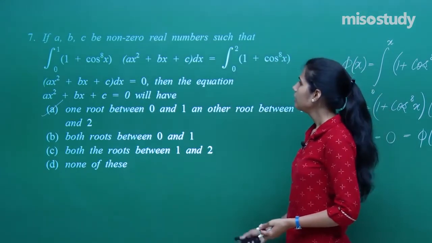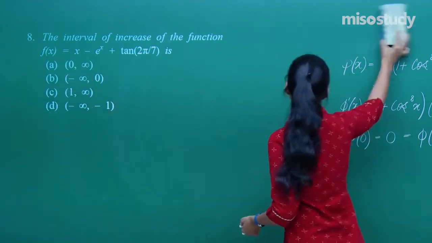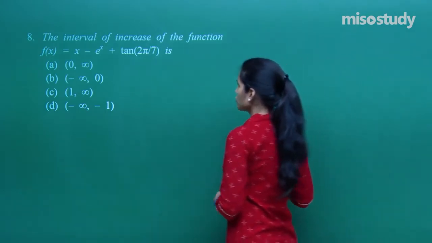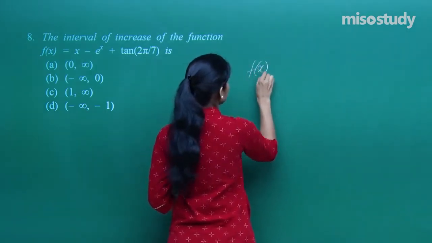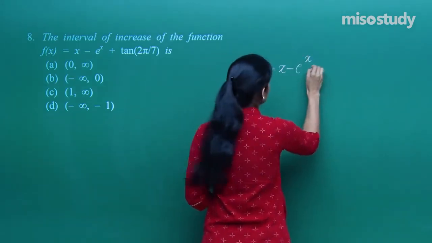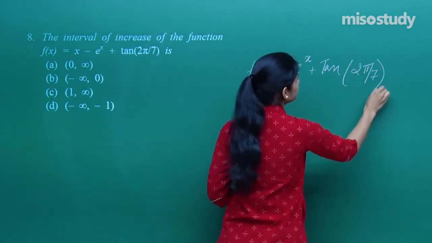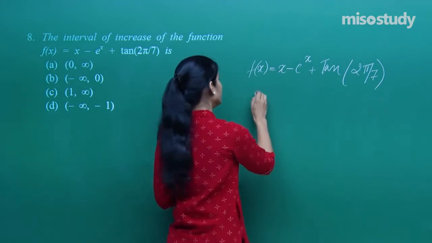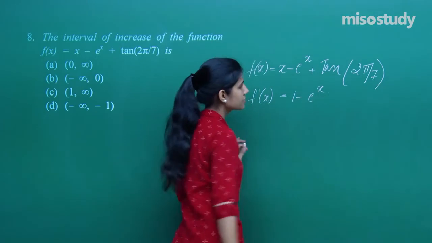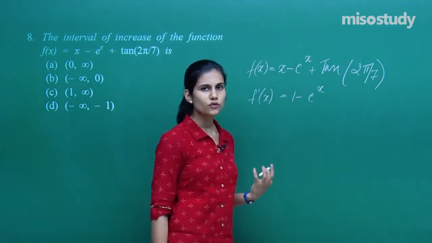Clear? Then we have the interval of increase of this function. Okay, so I need to find out over which interval is this function increasing. So what is my function? Function is x minus e to the power x plus tan of 2 pi by 7. Now over here, what is f dash x? It is clearly 1 minus e to the power x. Fine. If this is f dash x, I want what is that interval over which f is increasing.